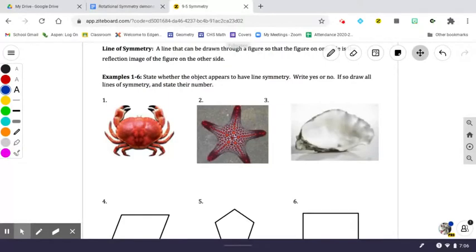So this is what the practice looks like. It says state whether the object appears to have line symmetry, write yes or no. If so, draw all the lines of symmetry and state their number. So the practice that you're going to do may look something like this.